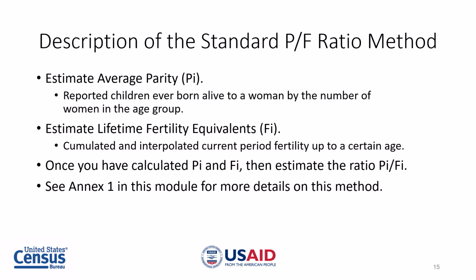The second step is to estimate lifetime fertility equivalents. For details on this estimation, please see Annex 1. The third step is to divide age-specific measures of average parity by the corresponding measure of lifetime fertility equivalent. Remember, the workbook estimates these age-specific measures and the ratios for you. You do not need to do any calculations by hand.